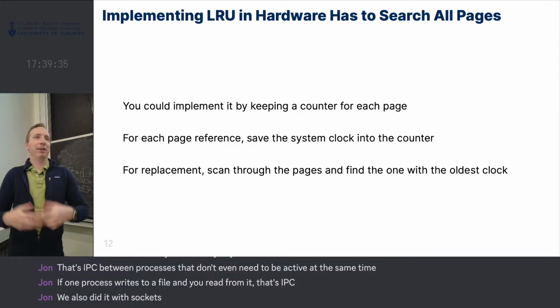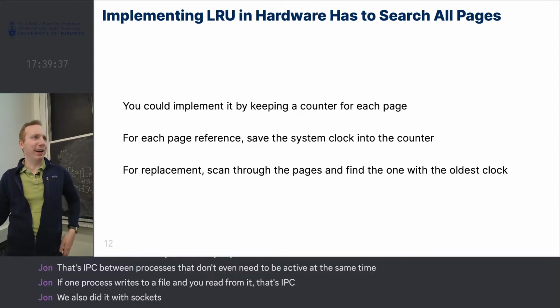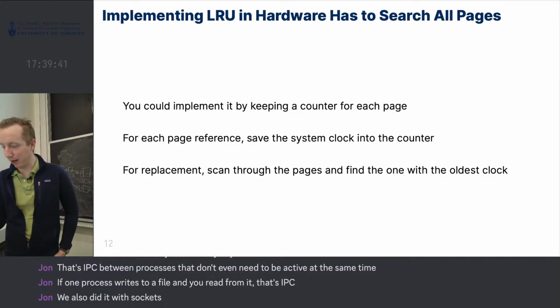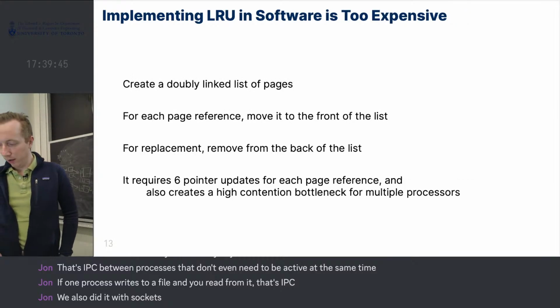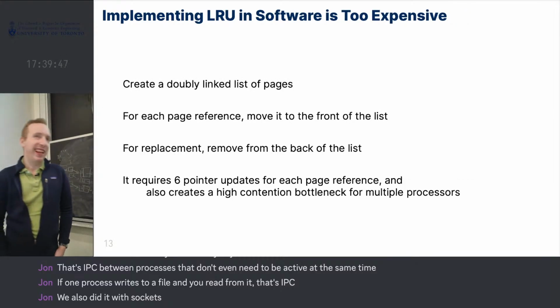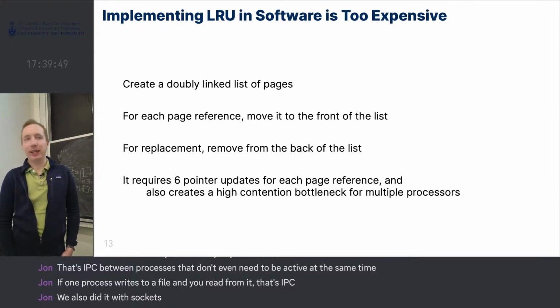And I access 1 byte, and then I do 6 pointer updates. That means suddenly everything is 6 times slower because I have to do that whenever you read a single byte from a page. So that's really slow. I can't really implement it.